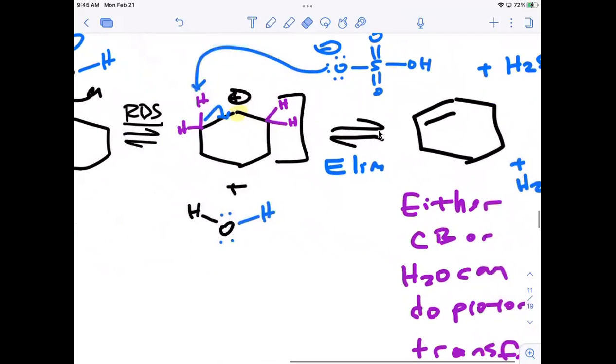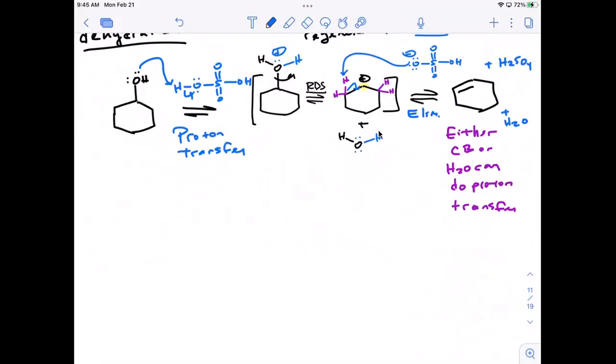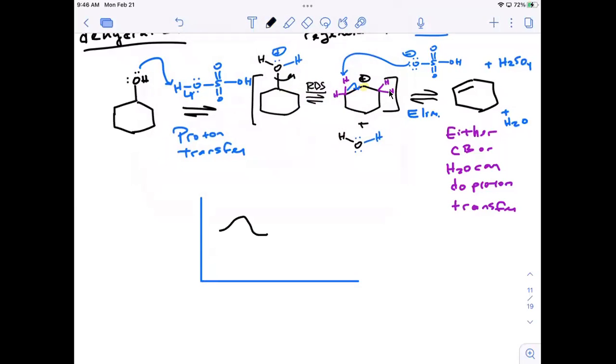So what if you had to draw an energy diagram for this particular reaction? How would it look? Do you want me to draw it? The first step, the proton transfer step, is rapid. So that's going to be just a quick step, exothermic, because you're making an OH bond and you're breaking an OH bond. So that's going to be a really fast step.